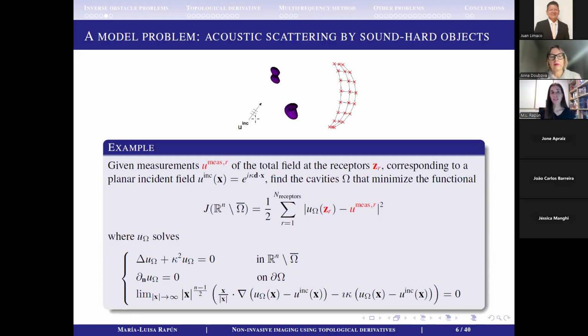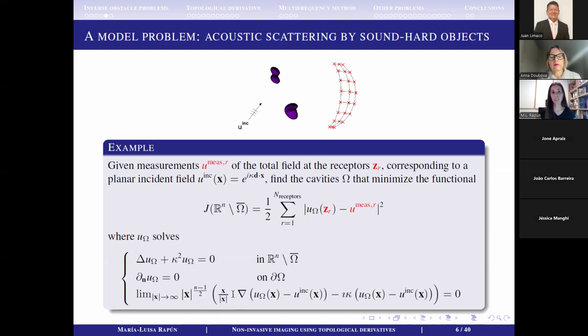the total field that we will measure when my objects are omega, will be a solution to this PDE problem. We have the Helmholtz equation because we are thinking of time harmonic excitation. We have here the wave number kappa. This means that we are dealing with sound hard objects, and this condition here says that my waves propagate, but they don't come back from infinity.